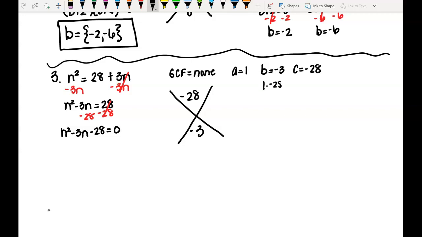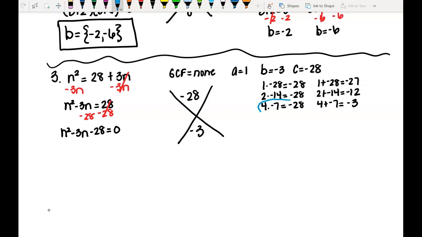So 1 times -28 is -28. 1 plus -28 is -27. 2 times -14 is -28. 2 plus -14 is -12. 3 does not go into 28. 4 times -7 is -28. 4 plus -7 is -3. There's the combination we are looking for.